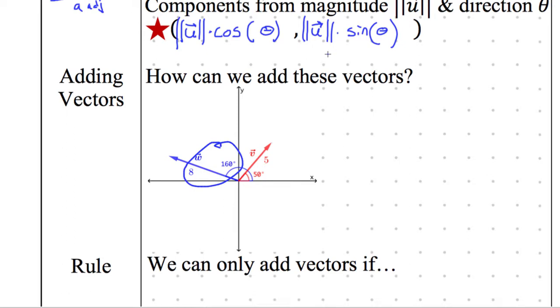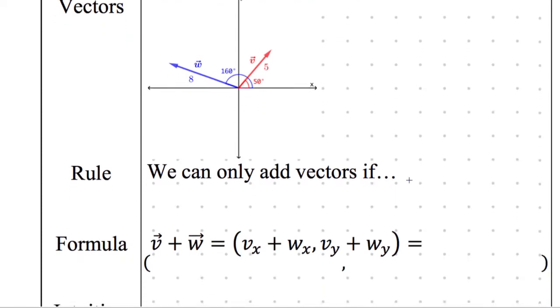So that's the answer. We can only add these vectors if we first convert them to, what's that form? What's that form where you have just the x's and the y's? This was with the argument, or the theta and the magnitude. So there's theta and magnitude, or angle and magnitude. What's that other form called?